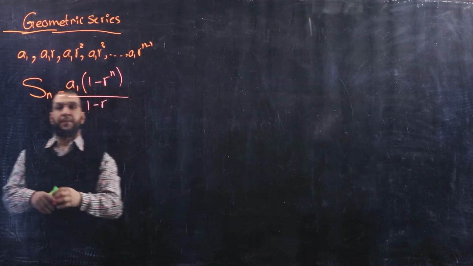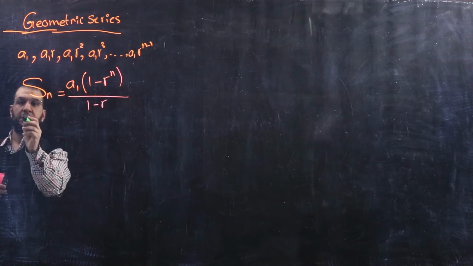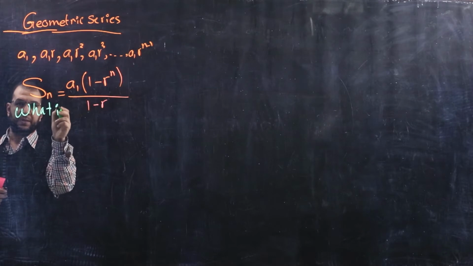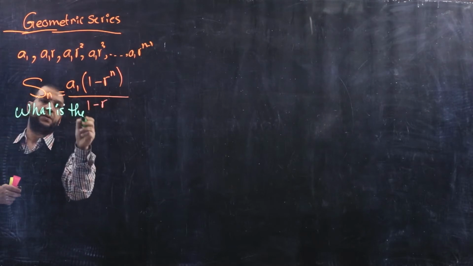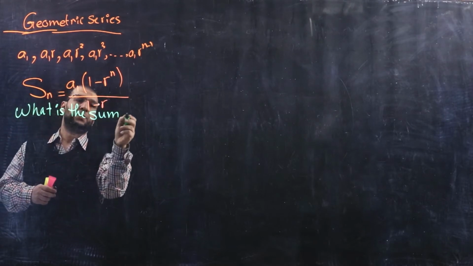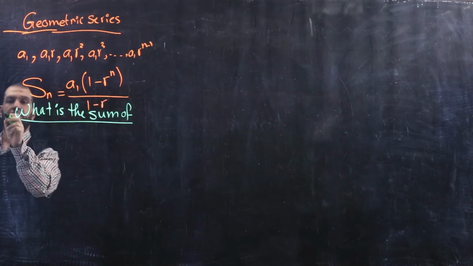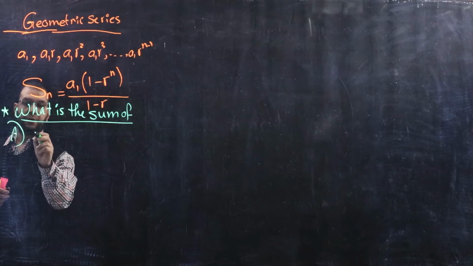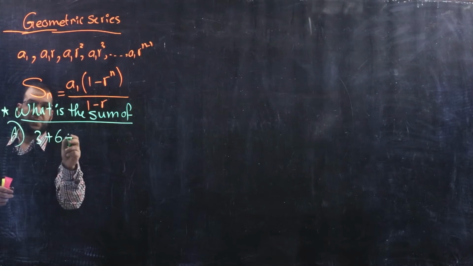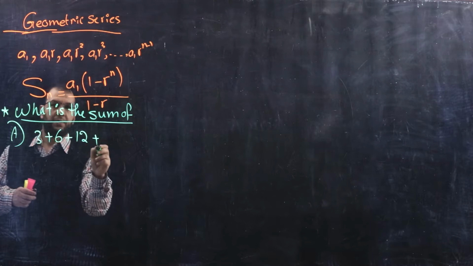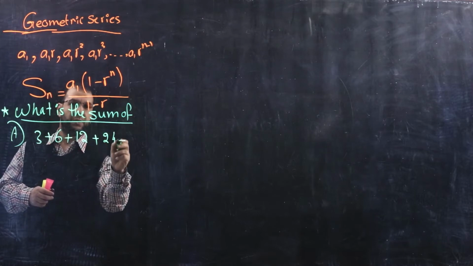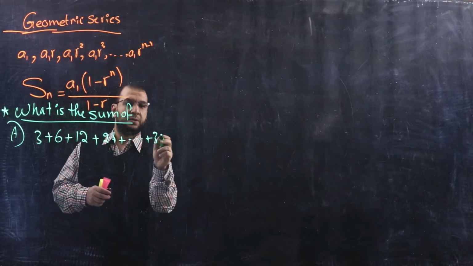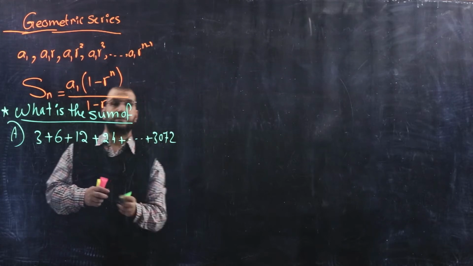Let's take an example. Example number 1 says, what is the sum of 3 plus 6 plus 12 plus 24 plus ... plus 3072? Okay.